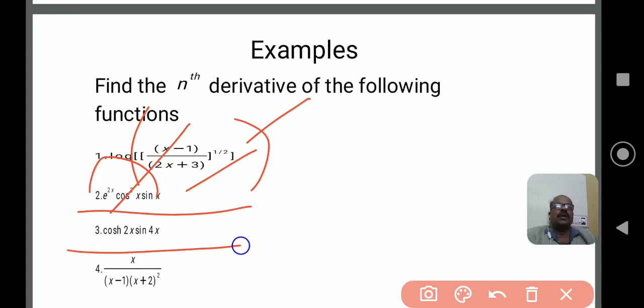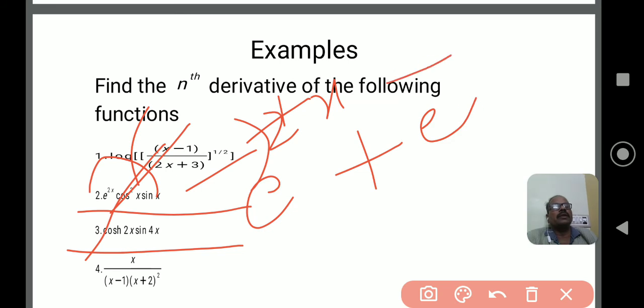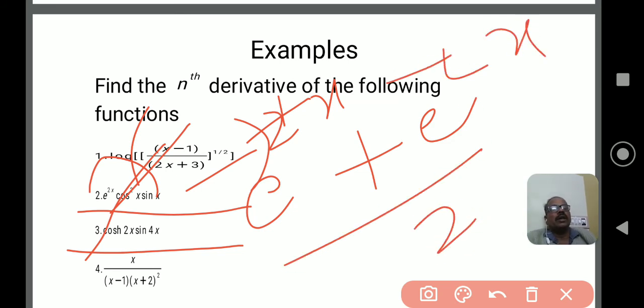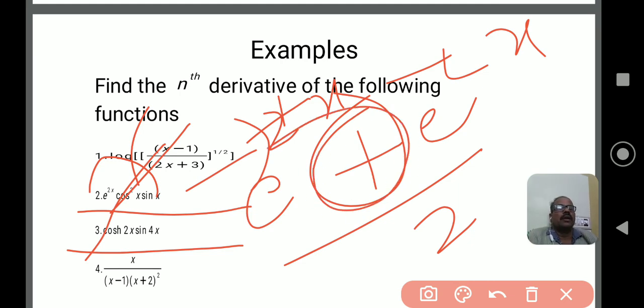Again cos hyperbolic 2x into sin 4x: cos hyperbolic x can be written as e power 2x plus e power minus 2x, divided by 2. The difference between sin and cos is that cos hyperbolic has the plus sign in the second term, while sin hyperbolic has the minus sign. That is the difference.